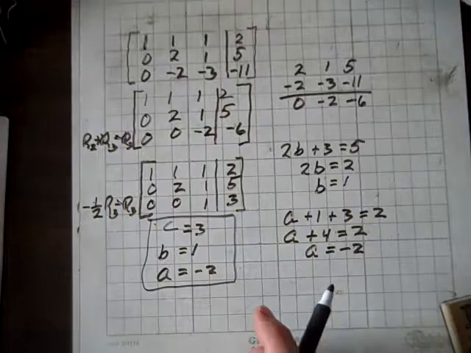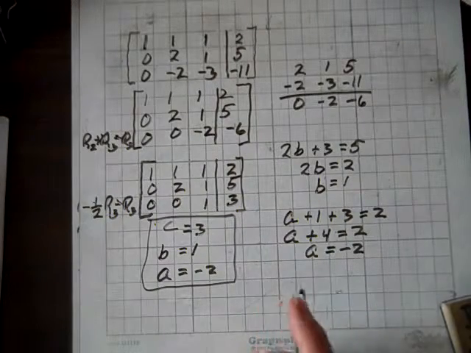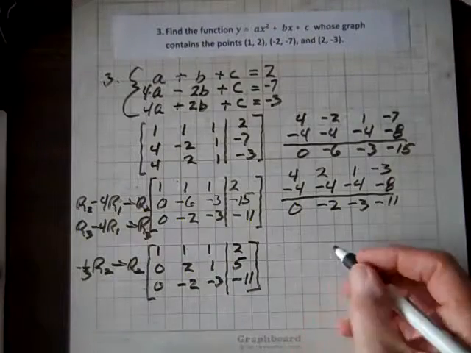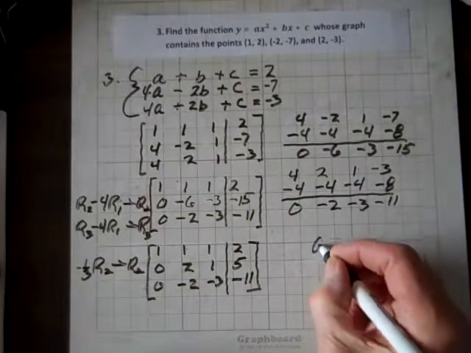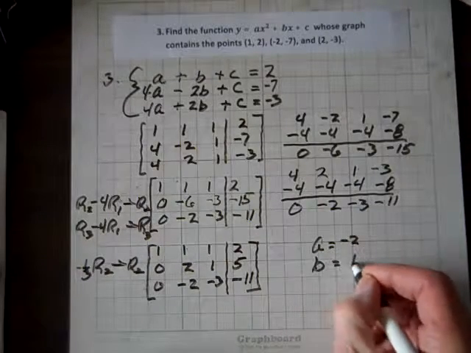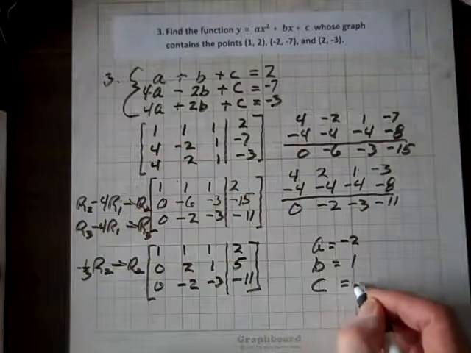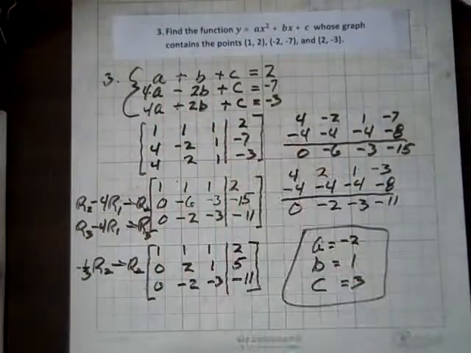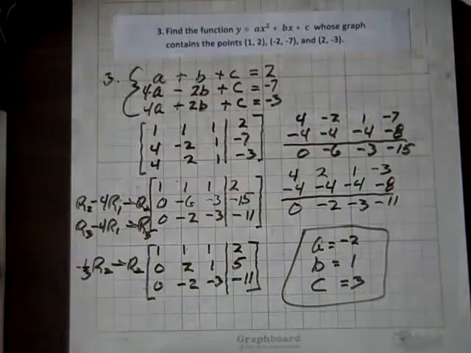And if you go back to the original equation, and so we're claiming a equals negative 2, b equals 1, c equals 3, and install those values in for a, b, and c, you'll have true statements. And we're done.